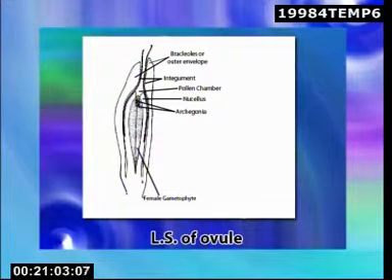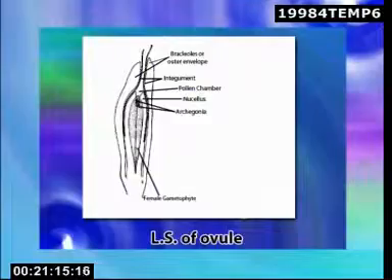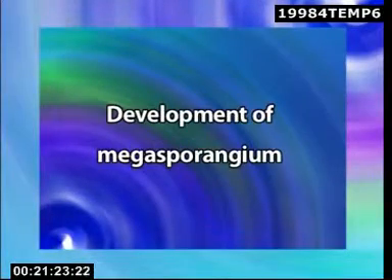Now, megasporangium. A young ovule has a prominent nucellus protected by a double envelope. The lower half of the inner integument is fused with the nucellus while the upper half is free and is drawn out into an elongated micropylar tube. The outer integument is comparatively short and is morphologically equivalent to a fused pair of bracteoles.